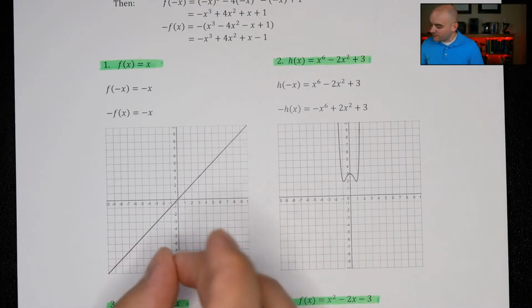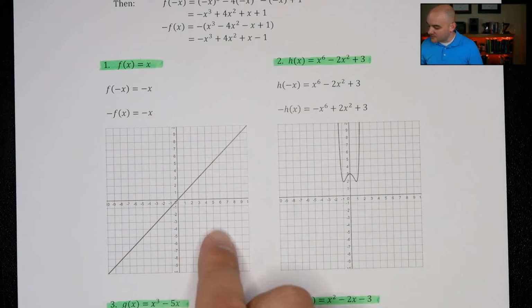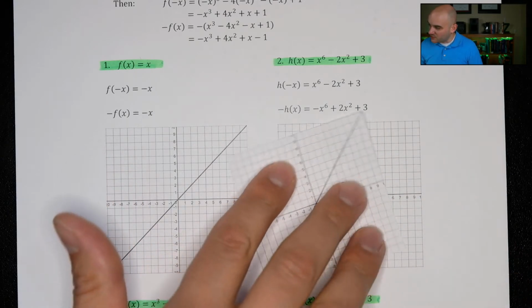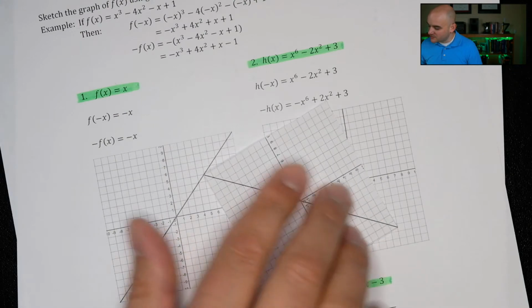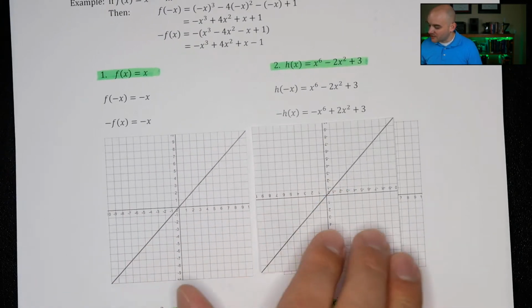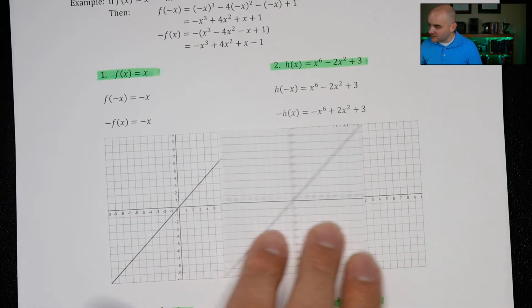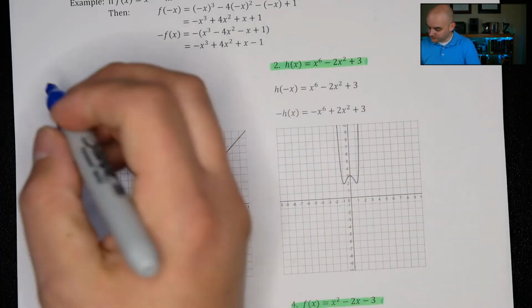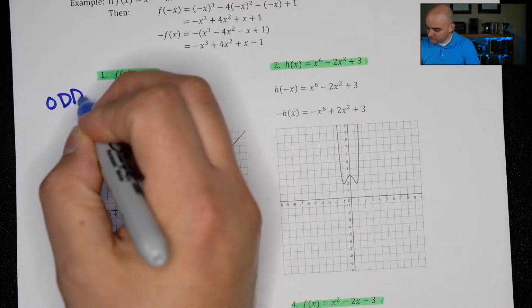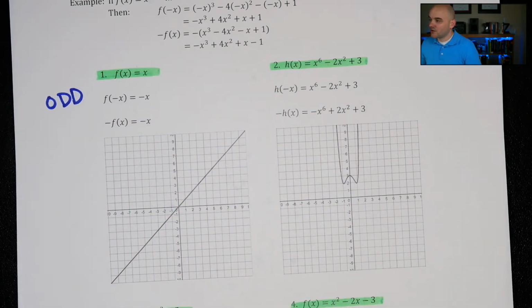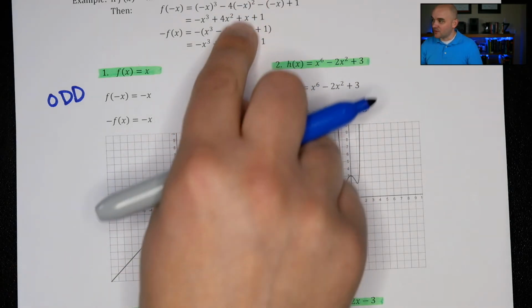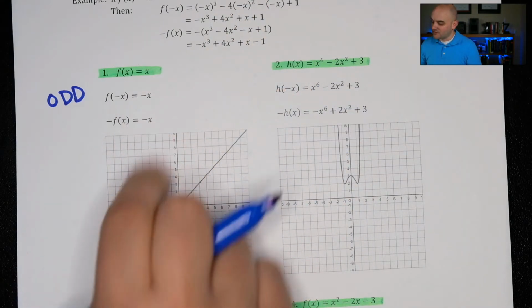So obviously if we fold this on the y-axis, this space is going to end up over here and it's not going to match up. But if we take the graph and we spin it 180 degrees or turn it upside down, it matches up perfectly. It looks exactly the same. So this one is an odd function. Now we're going to go through all 8 and just determine whether they're odd, even, or neither first, and then we're going to do the rest of this work up here with each function.